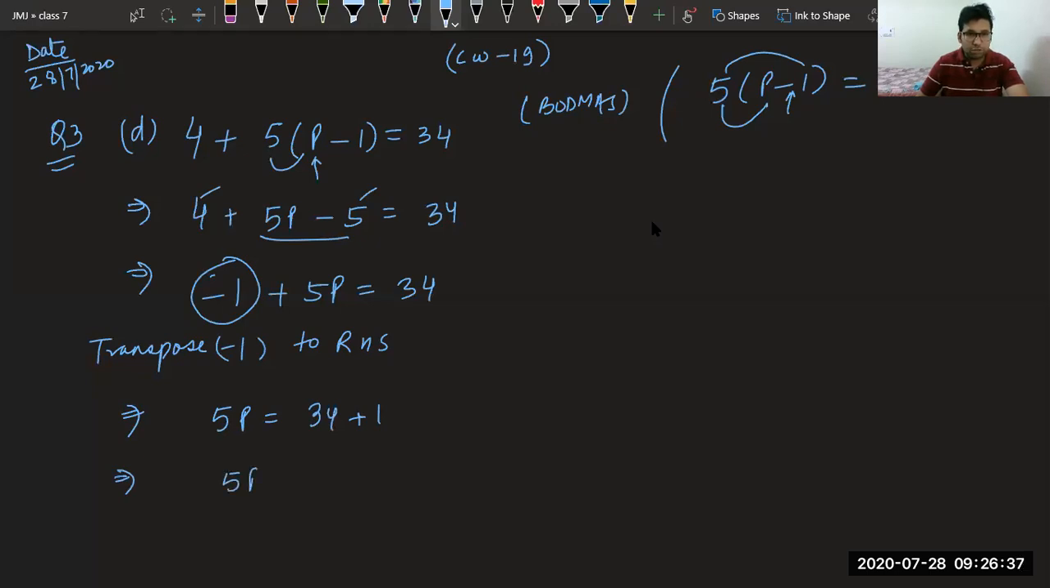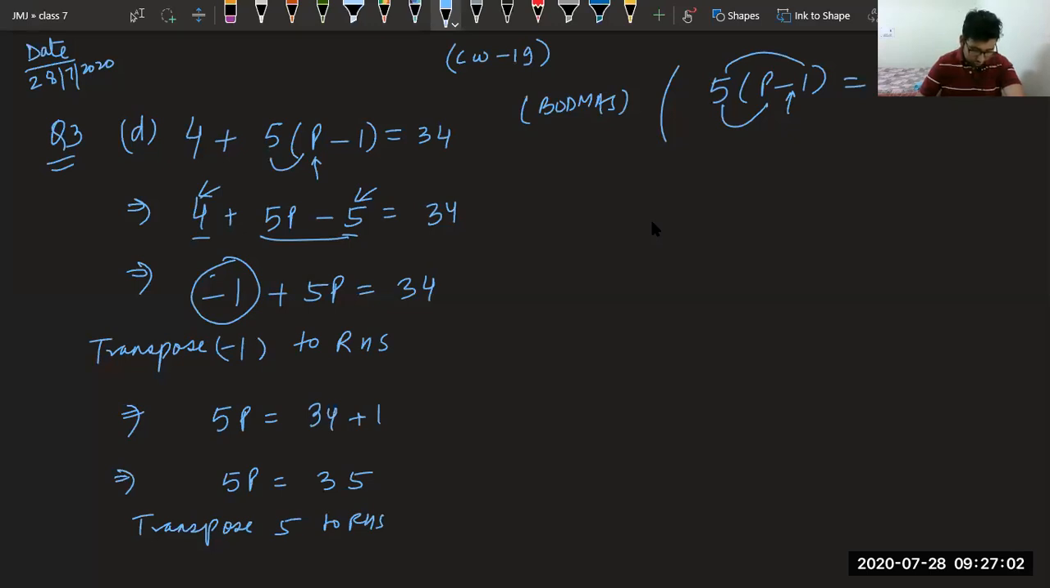So it becomes 5P equal to 35. Now finally we will transpose 5 to the right side. Sir, how minus 1 came? Naman Raheja. Mr. Naman, 4 and minus 5, they are like terms. They can be solved. 4 minus 5 is minus 1.